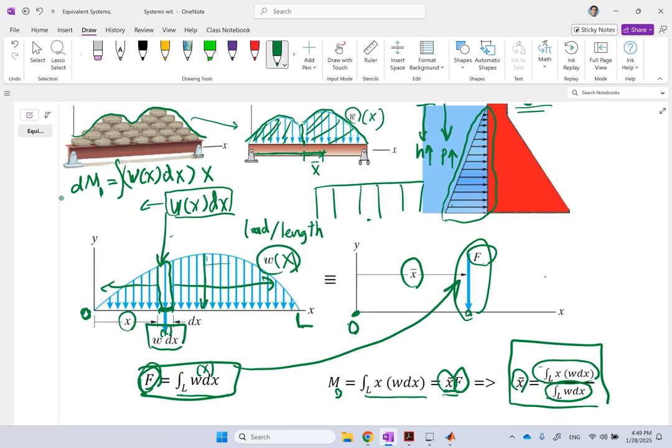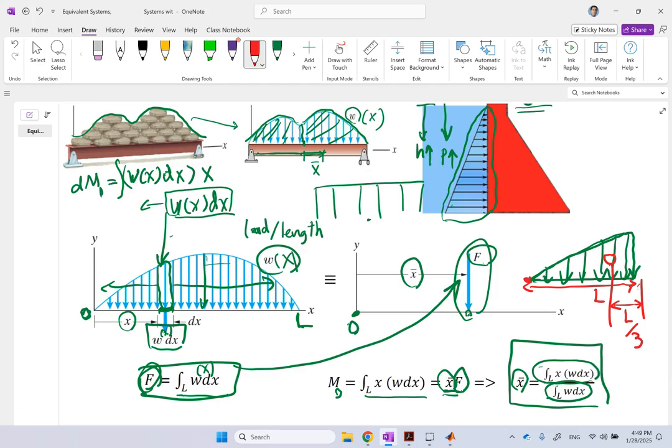Now let me ask you this. If it's a linear distribution like this, where do you think x bar is going to be? Based on what you learned in centroids, remember, look at this shape. This is a triangle. And if you remember, where was the centroid of a triangle? If this total length is L, remember where the centroid was? It was L over 3 from this vertex or from this base.